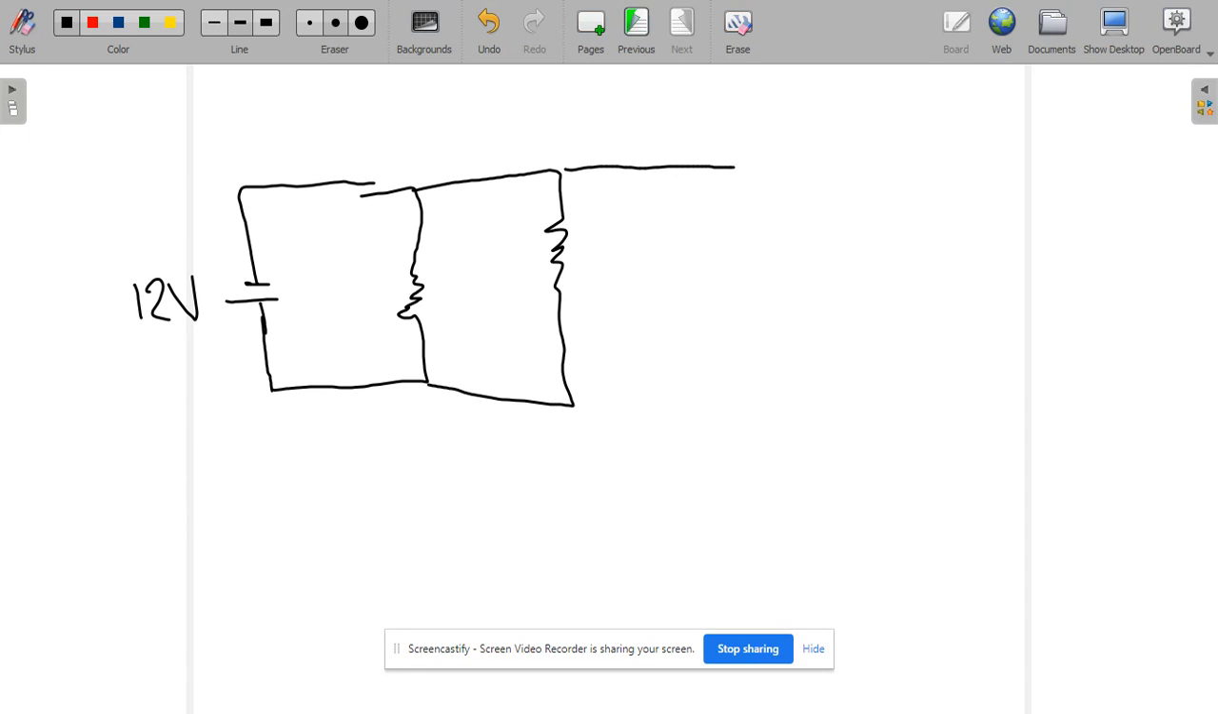Now, sorry about the drawing here. It's a little bit crazy, but hopefully it will do the trick here. Alright, so we have R1.